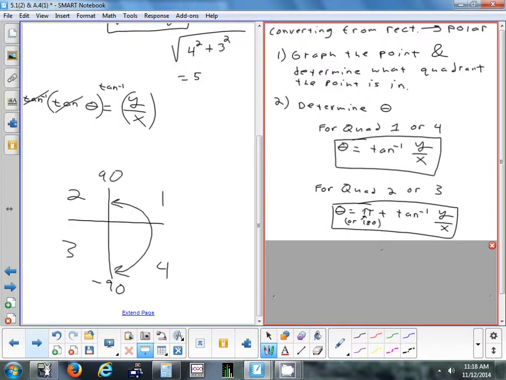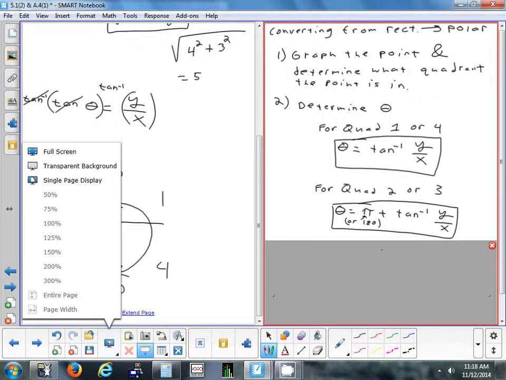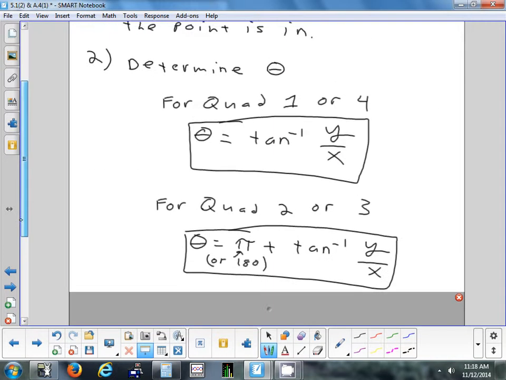So if we're in quadrant 2 or 3, we pretty much use the same formula. It says inverse tangent of y over x, but we have to add 180. Or if you're working in radians, you have to add pi. Okay, so only for quadrants 2 and 3, you do your inverse tangent of y over x, just like we did before, but then add 180 to your answer if you're doing degrees, or pi if you're doing radians. That's why the quadrant is important.